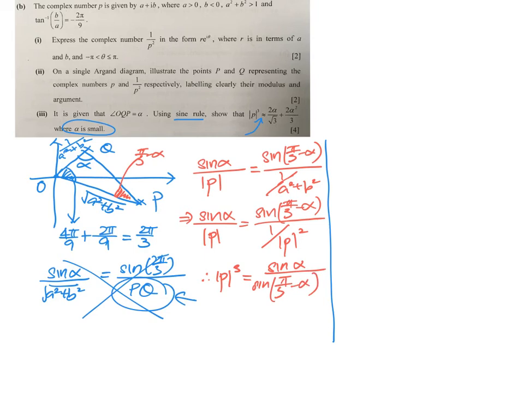Again, this angle here is not considered a small angle, so we cannot apply the small angle approximation on sine of pi over 3 minus alpha directly. So we have to break out the angle. How are we going to break out the angle? We will use the compound angle formula that we have from MF26.